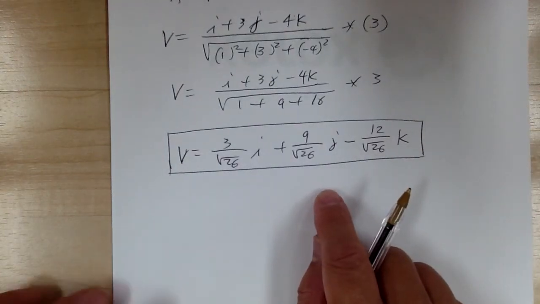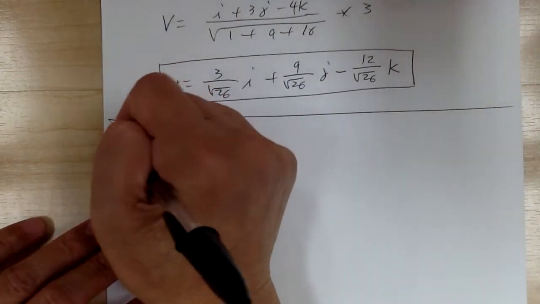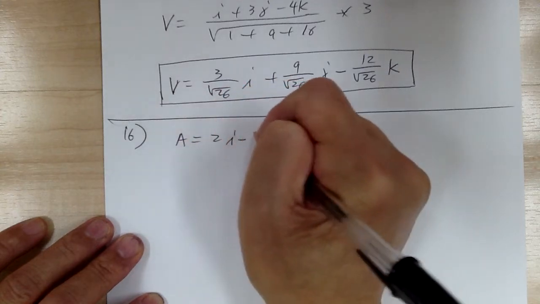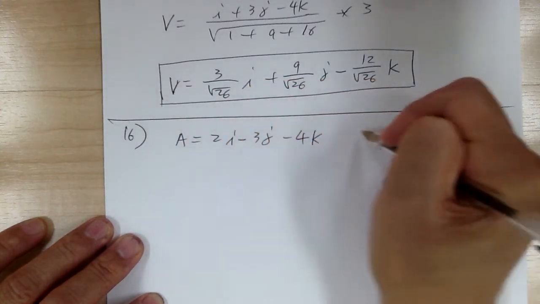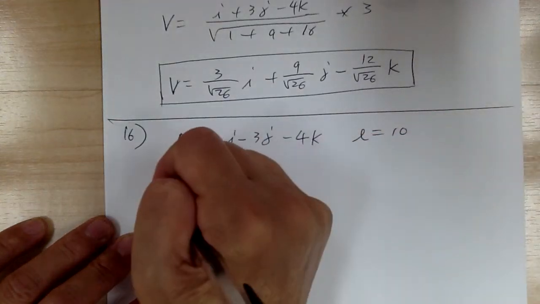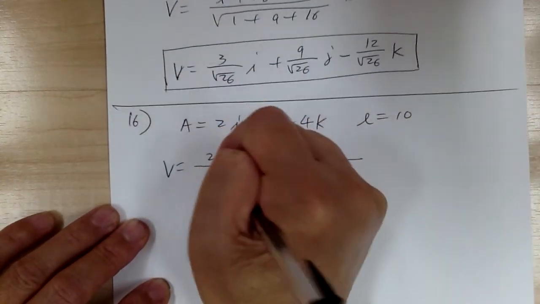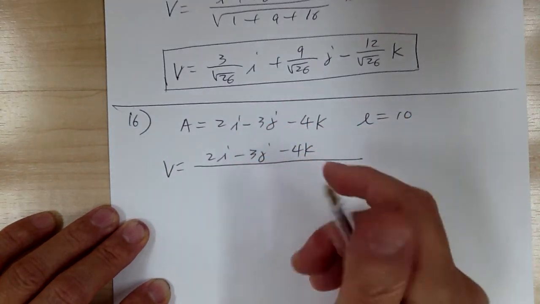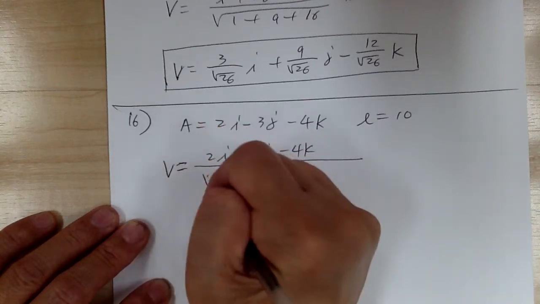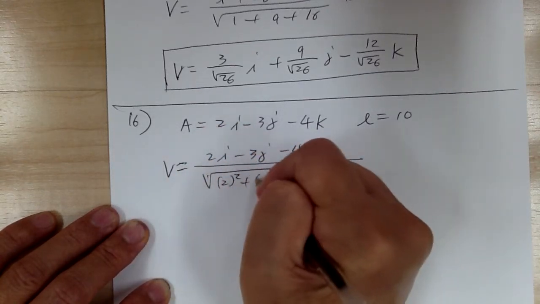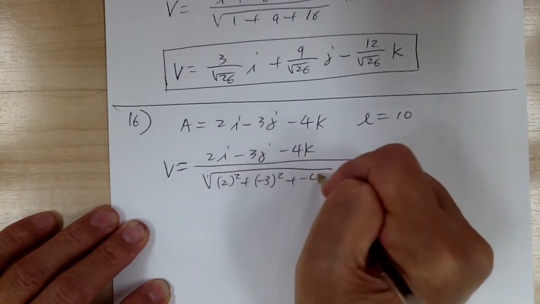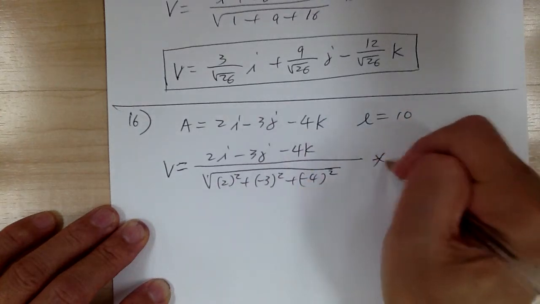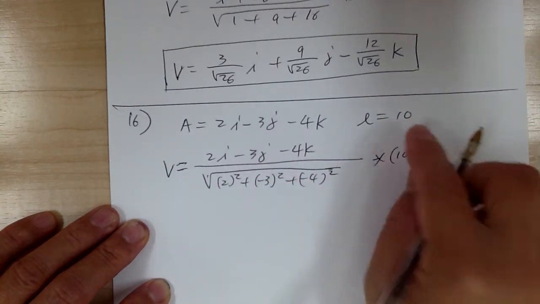Okay, let's go to number 16. So you have the vector 2i minus 3j minus 4k. You want the length equal to 10. Okay, so first get your direction, then next get to the length of 1. Then multiply by 10, because a length of 1 times 10 gives you a length of 10, right?